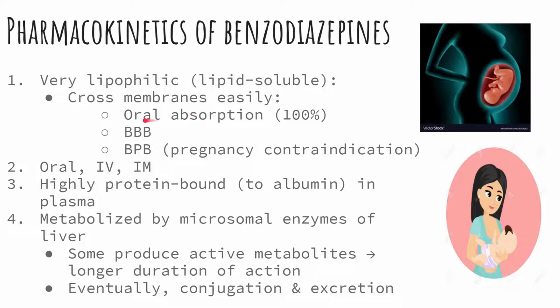First of all, they have very good oral absorption. يعني benzodiazepines can be absorbed orally almost 100%. So this is very good. They can easily cross the blood-brain barrier, which makes sense, لأنه we want these drugs to act on the central nervous system, they have to. And they can also cross the blood-placenta barrier.